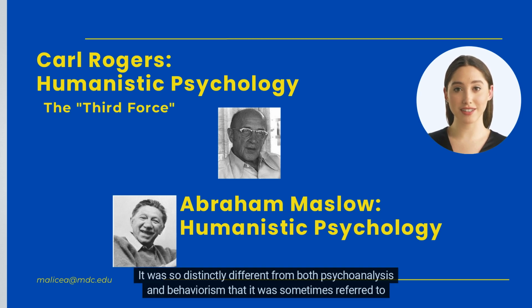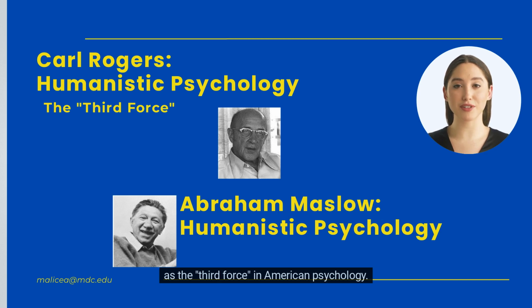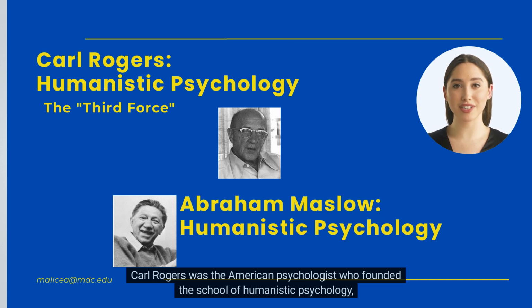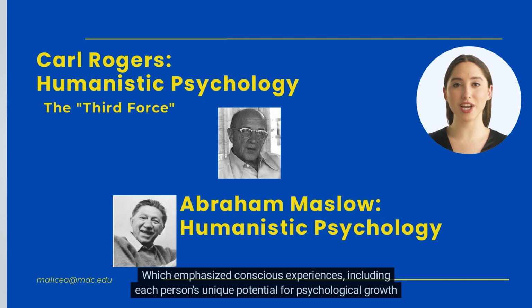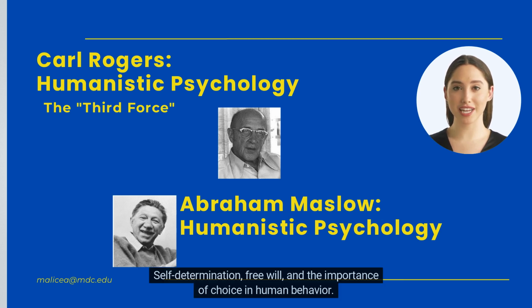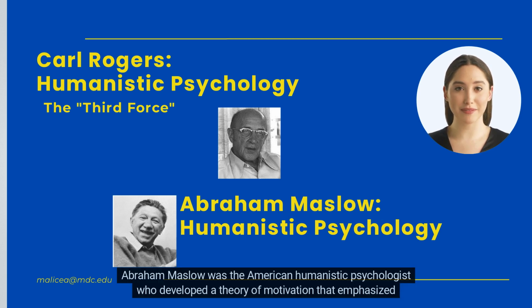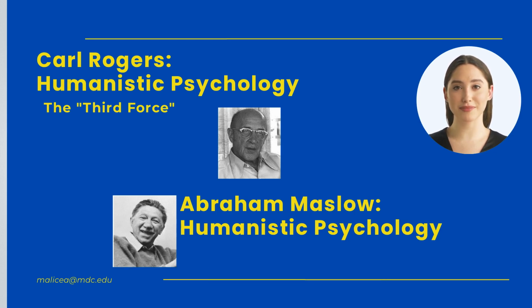In the 1950s, a new school of thought called humanistic psychology emerged. It was so distinctly different from both psychoanalysis and behaviorism that it was sometimes referred to as the third force in American psychology. Carl Rogers was the American psychologist who founded the School of Humanistic Psychology, which emphasized conscious experiences, including each person's unique potential for psychological growth and self-direction, self-determination, free will, and the importance of choice in human behavior. Abraham Maslow was the American humanistic psychologist who developed a theory of motivation that emphasized psychological growth.